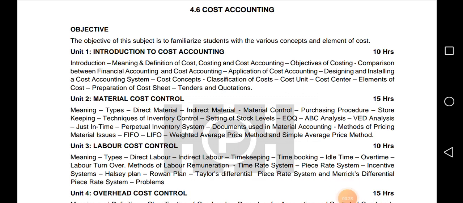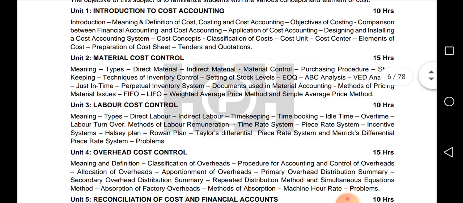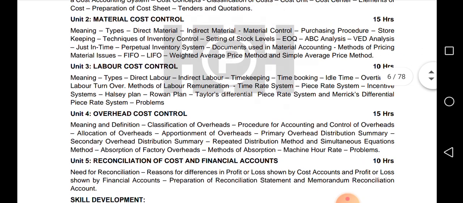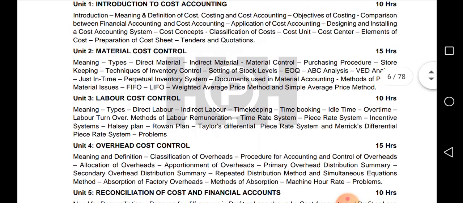Overall, you have 5 units, and cost accounting is a new kind of concept to you. So it's the basics of cost accounting. Let us see what chapters you are going to study in the semester. So overall, you have 5 units, and all 5 units are practical in nature.